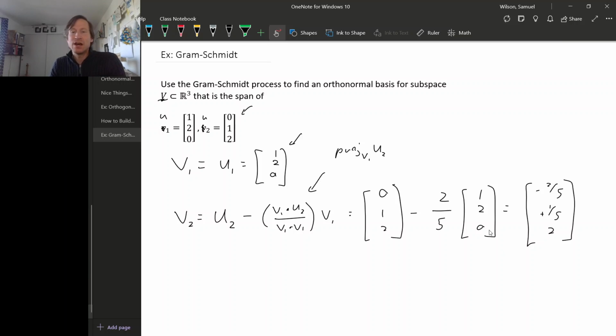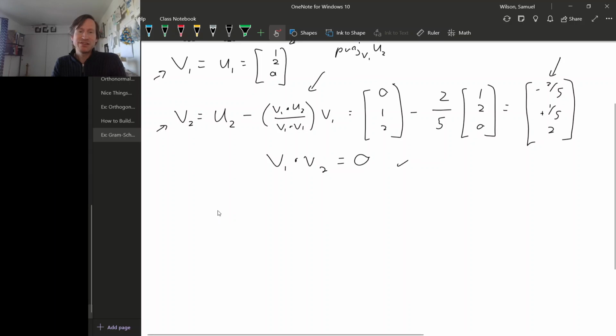Okay, now if we've done our jobs right, v1 dot v2 should be 0 at this point, right? These two vectors should be an orthogonal basis for this space, and if you take the dot product of this and that, you do indeed get 0, so that works out. So now we have an orthogonal basis for V. Now we need an orthonormal basis, so that's going to be our w's. So just take each one of these vectors and divide it by its own length.